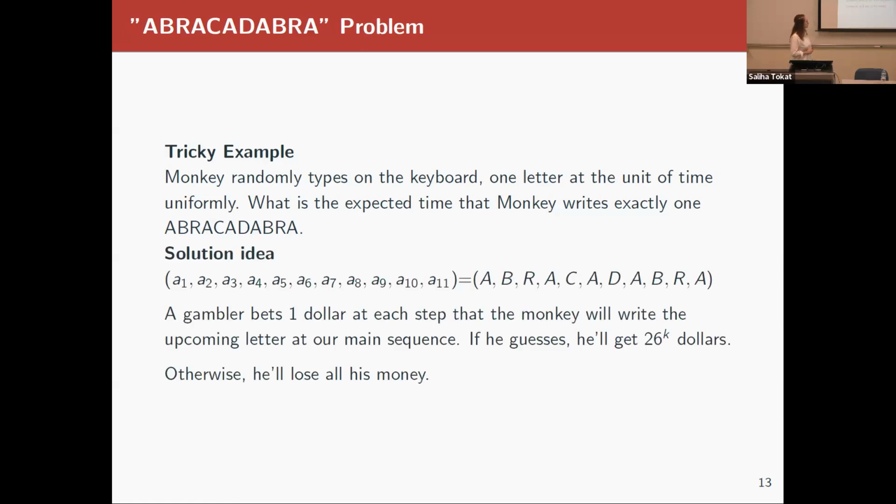Again, we bet $1 at each step that the monkey will write the upcoming letter in our main sequence, for example, R or A. If he guesses, he will get $26. Otherwise, he'll lose all of his money.